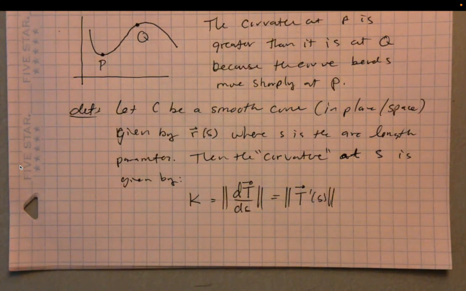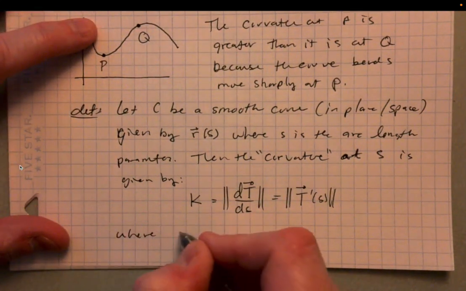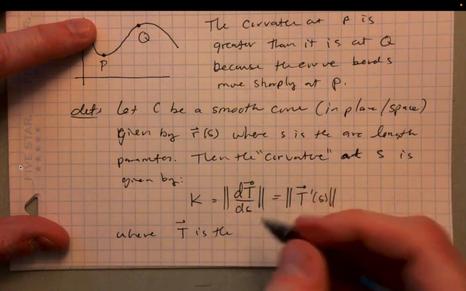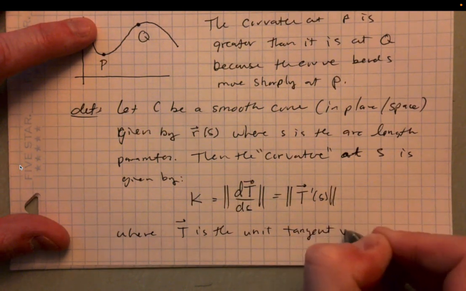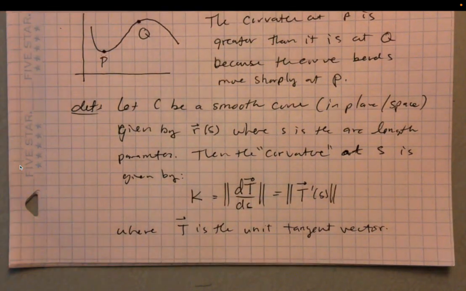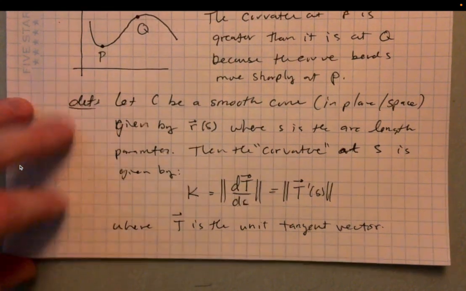Now, the unit tangent vector has to be parameterized by the arc length parameter. It has to include the arc length parameter in order for this to work. So that's a fairly simple definition. If we want to know the curvature at the point s, we have to find the unit tangent vector, evaluate it at s, differentiate it, and then take the norm. Let's do an example of this.